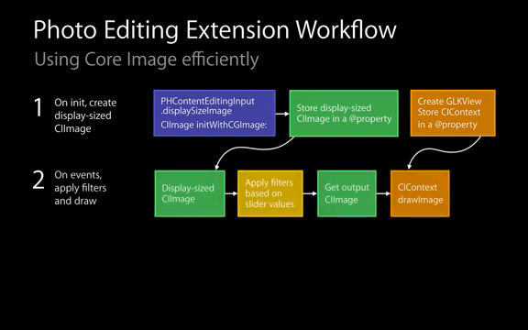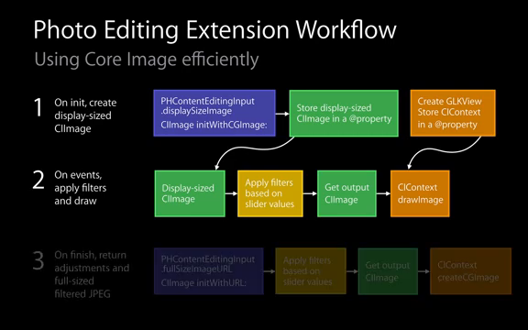Step 2 is what you do every time the user makes an edit in your extension, so every time the slider moves. And this is very simple. What you do is you recall the display size CI image that we created in step 1. We apply the filters that correspond to those slider adjustments. So in the previous example it was the sepia tone filter and the vignette effect filter. And then once you've chained those together, you get the output image from that. And then you're going to draw that using the CI context that we also created in step 1.